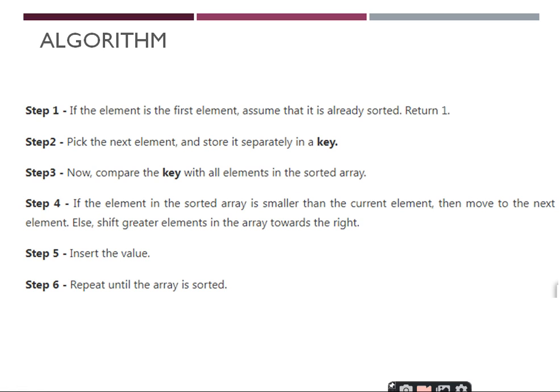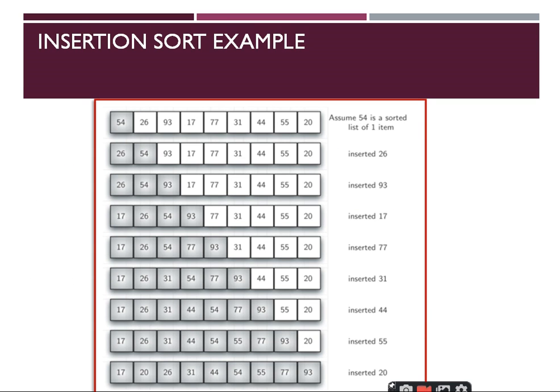Now we compare this key with the elements in the sorted array. If the element in the sorted array is smaller than the current element, then move to the next element, else shift the greater element in the array towards the right. And then insert the next value, and repeat this procedure until the array is sorted. To better understand, let us have an example.